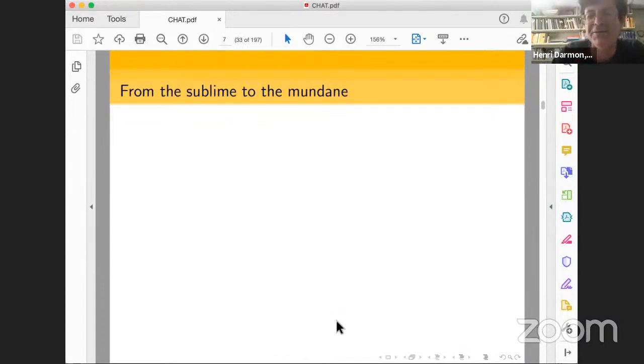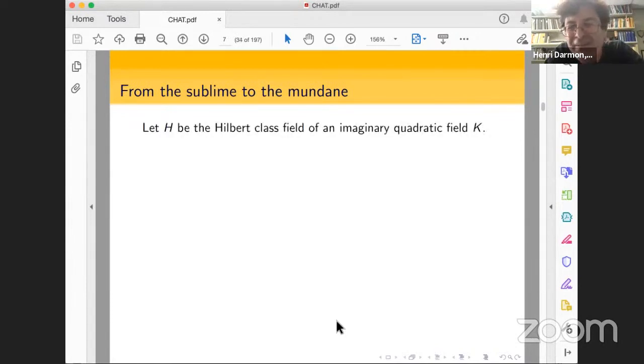Now I'm going to make perhaps a jarring transition from the sublime to the mundane by mentioning also a result that I obtained during these years at Harvard, one of my first mathematical results, which concerns an extension of the result of Kolyvagin.